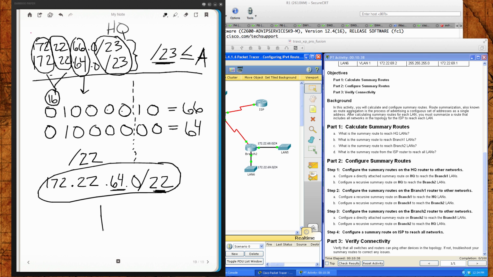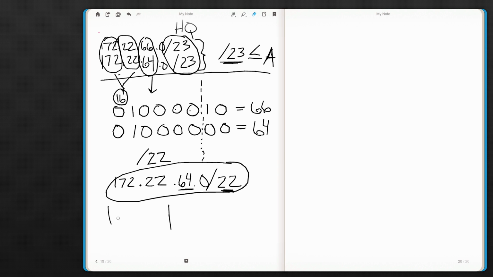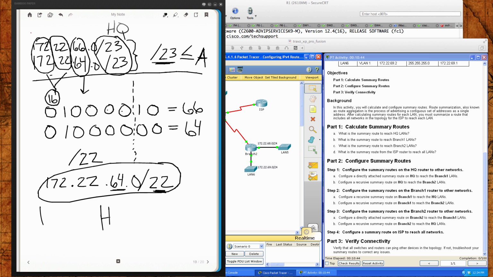And so again, this is for our HQ network. Let me escape out of that. So this is for the HQ network. Okay, and this was a stray character here. All right, so this is for our HQ network.